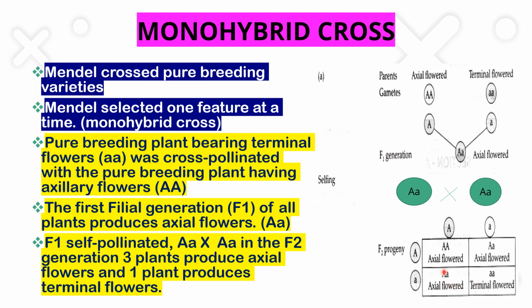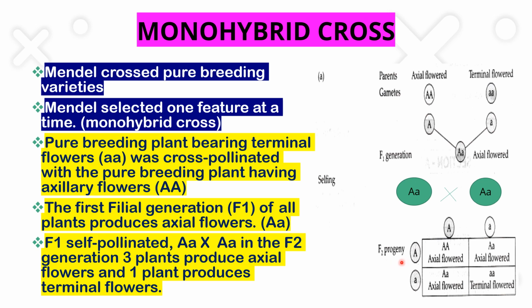Then genotypic ratio, what is the genotypic ratio? Here you can see this is homozygous dominant, this is heterozygous dominant. These two are heterozygous dominant. Then 1 homozygous recessive. Then genotypic ratio, genetic constitution, that is 1:2:1. This is the genotypic ratio of this F2 progenies or F2 generation.